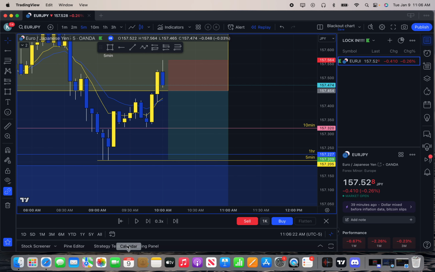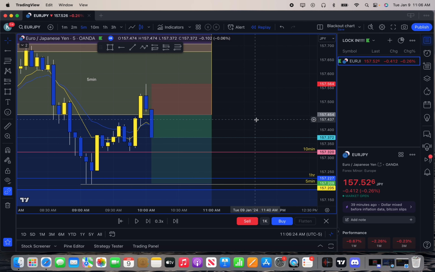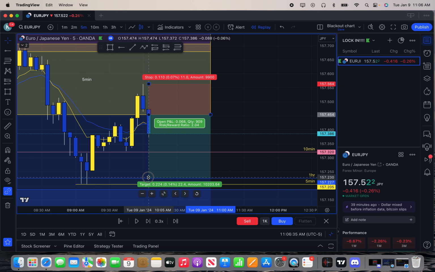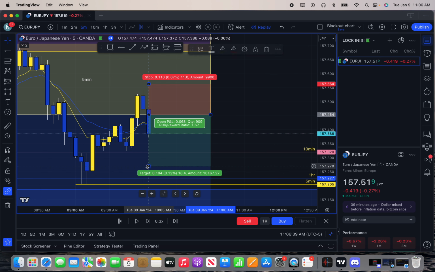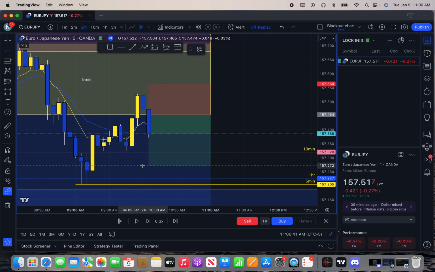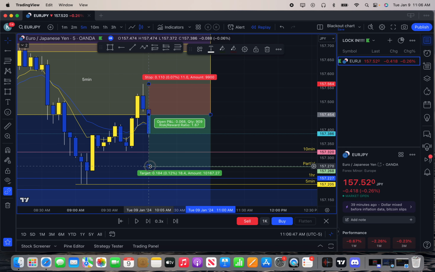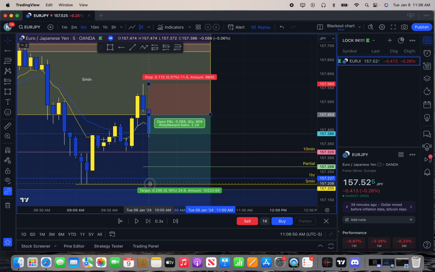So let's see if we get entered. Boom, we get entered into this trade. So first thing I want to do is mark off my 75% level. So 24.5 times 0.75, that's 18.37. So we'll go about 18.4. Go ahead and mark this off as a partial level. And then pull our stop TP back down to 24.5.